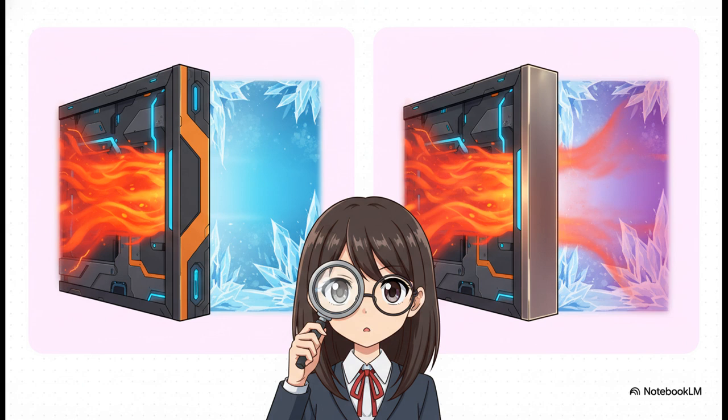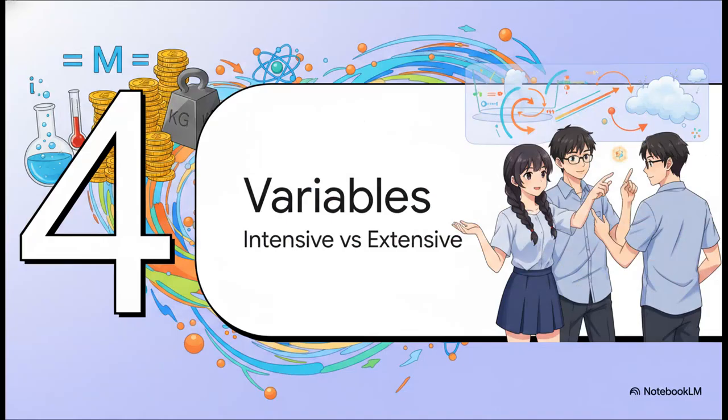We have 2 main types of boundaries to know. An adiabatic wall is completely insulating. It blocks all heat flow, kind of like a perfectly sealed thermos. A diathermic wall, however, is conducting. It allows heat to freely pass through until that thermal equilibrium is finally achieved. All right, Section 4, intensive versus extensive variables.